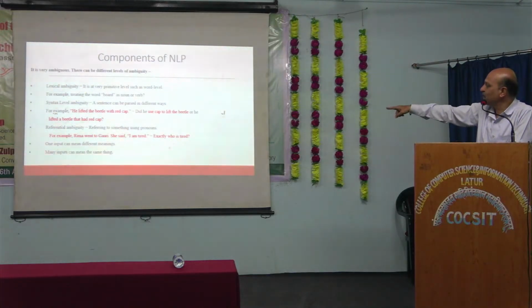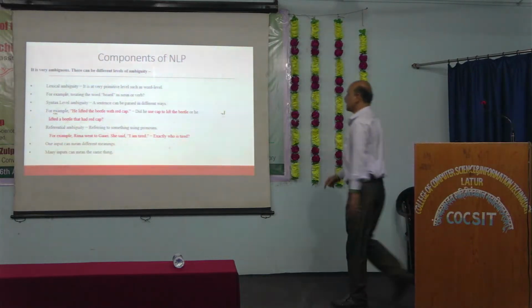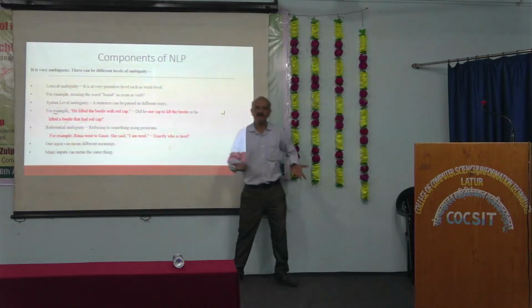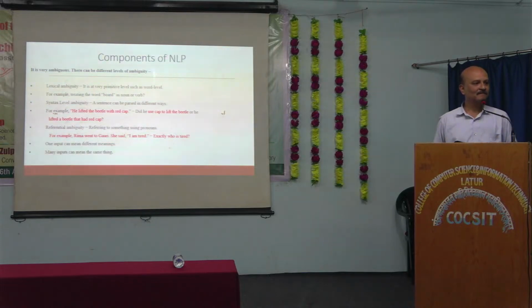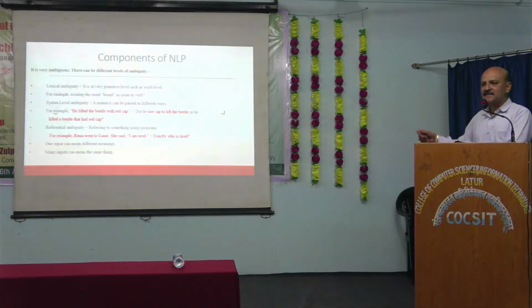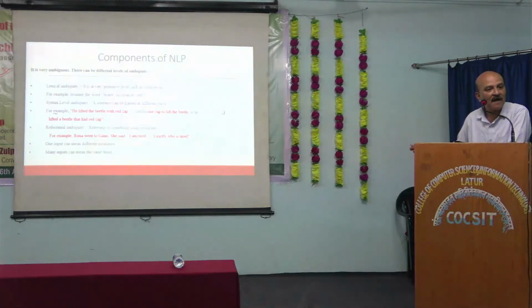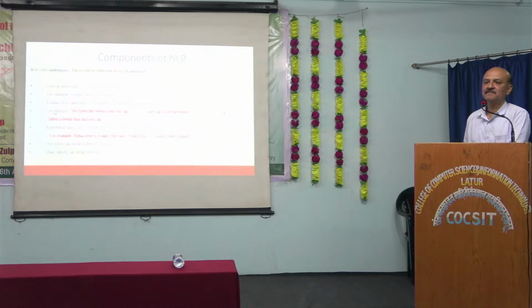Now, referential ambiguity, how is it? A person using pronouns. Now, if you see, Rima went to Gauri, she said, I am tired. Exactly who is tired, Rima or Gauri? How will you extract the context? Okay, so like this, these are the ambiguities in the sentences. Those ambiguities are to be removed by writing the program. So that is why we call that natural language processing.